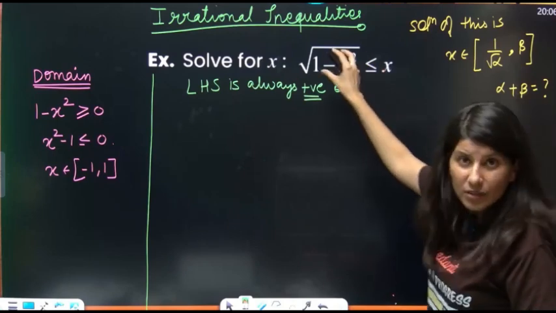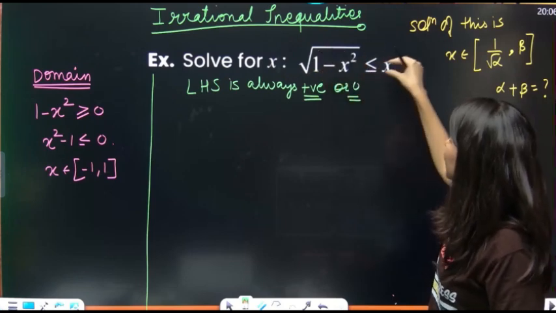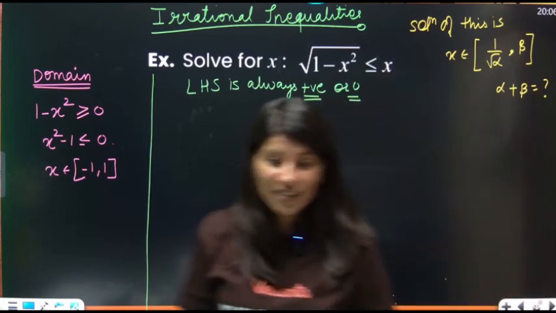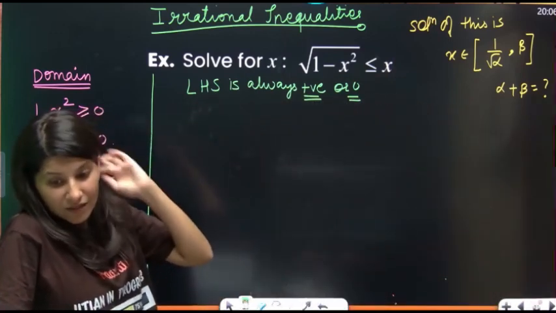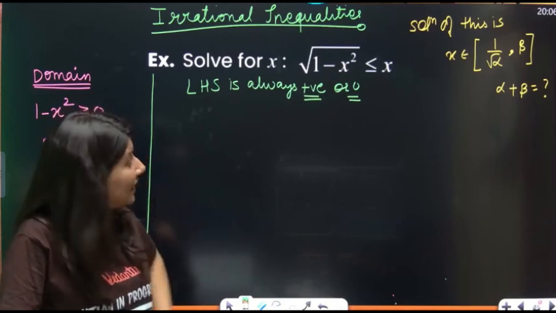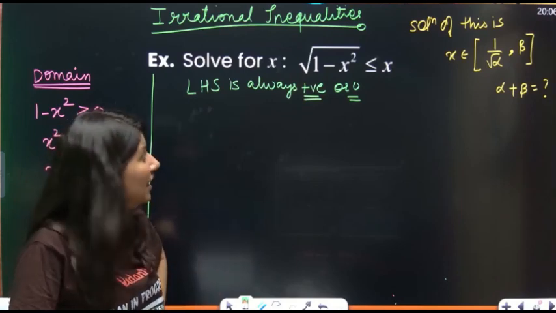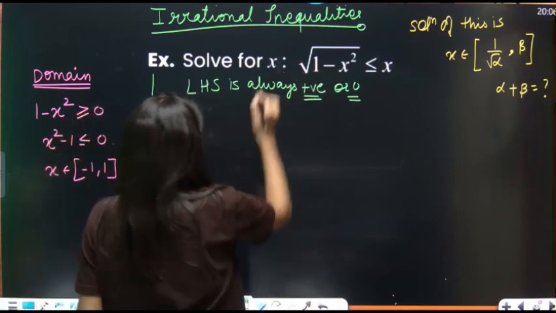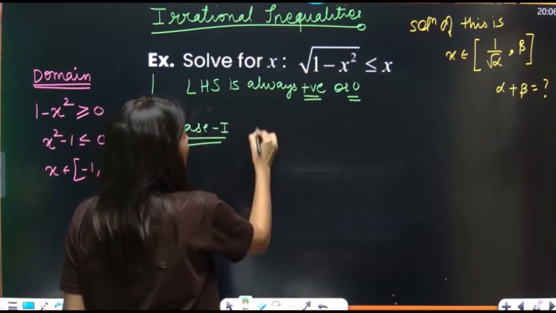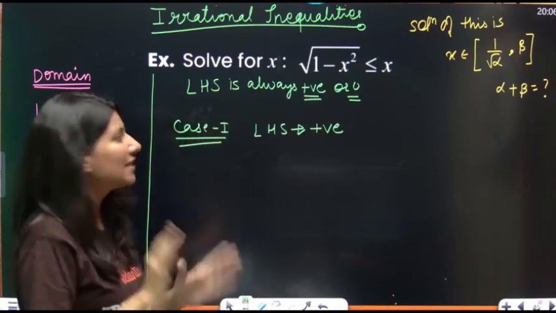Now, this is a positive quantity, which is less than or equal to x. Just tell me one thing. This is so common sense. I don't know how many of you have understood this. What is this inequality trying to say? There are two cases. Case number 1, when this LHS is exactly positive, not 0, but specifically positive.